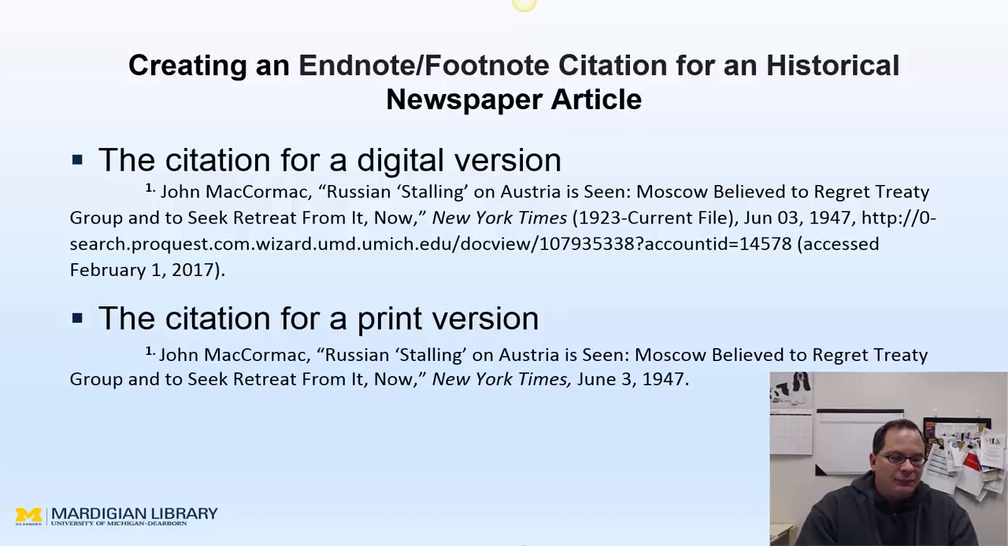But you are going to be using the New York Times historical newspapers and other historical newspapers from ProQuest quite a bit, so it's good to understand this version of the newspaper article citation. Now, for a citation for a print newspaper article, basically you have everything except what's after 1947 in the digital version. Okay? And then again, you don't have the 1923 to current file. So they're very similar. All right, so this is creating an endnote or footnote citation for an historical newspaper article.